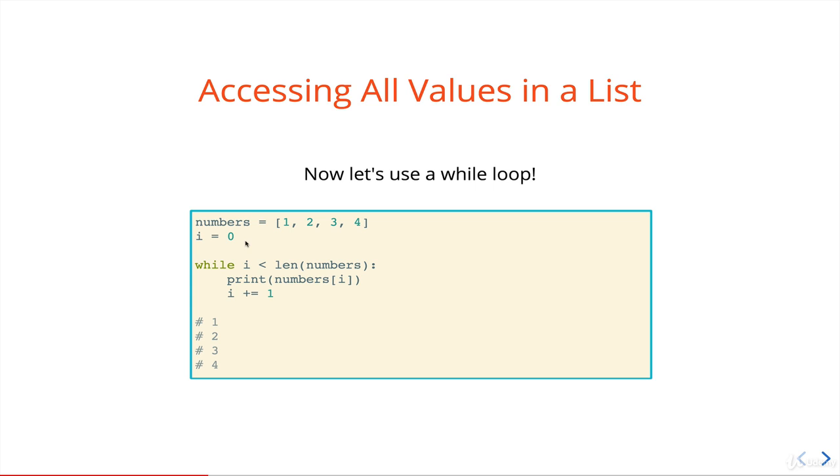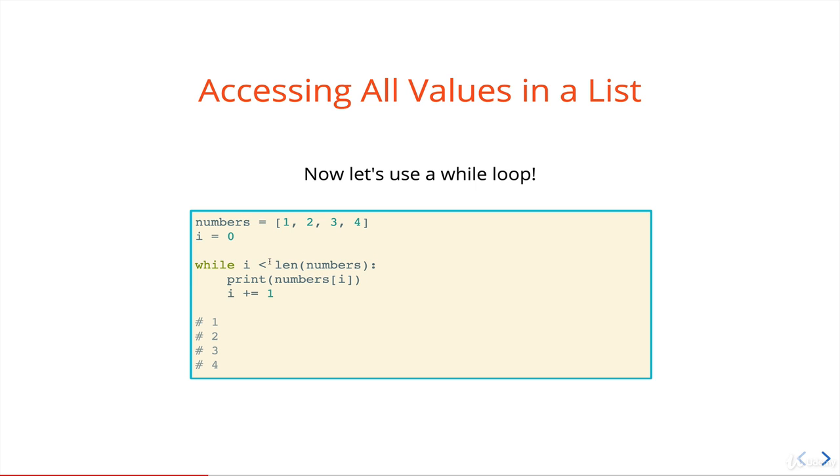So we start with a variable that often is called i for index, or idx, or index, or ix, it doesn't really matter. And we set it equal to 0. And what we're going to do is print out the first item, number 0, then we'll add 1 to i, and then we'll print out number 1, and so on, until we get to the end of the list, the last index. So you can see here our loop runs while i is less than the length of numbers.